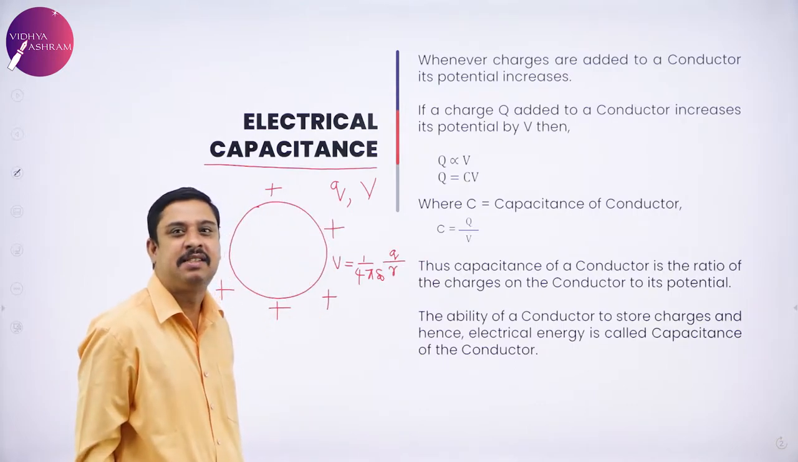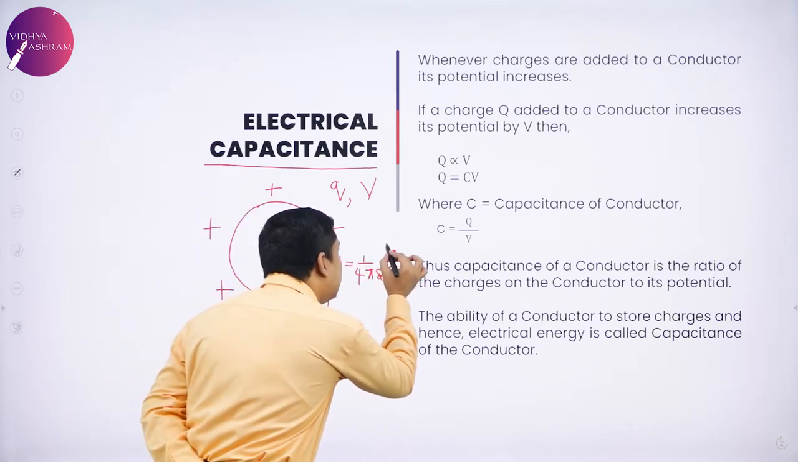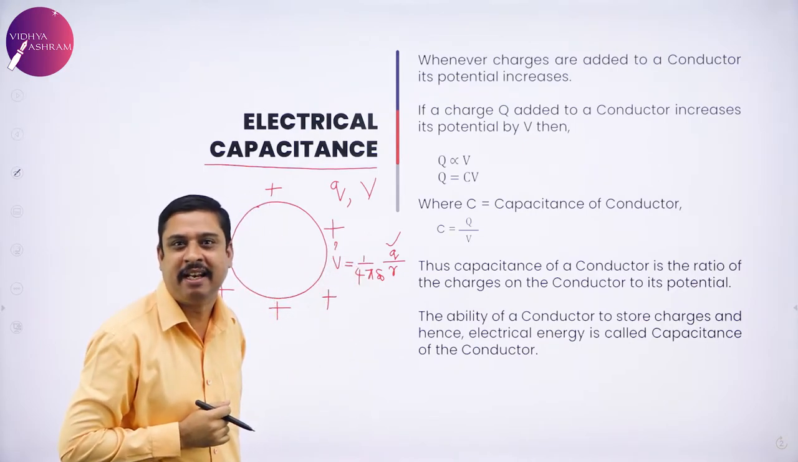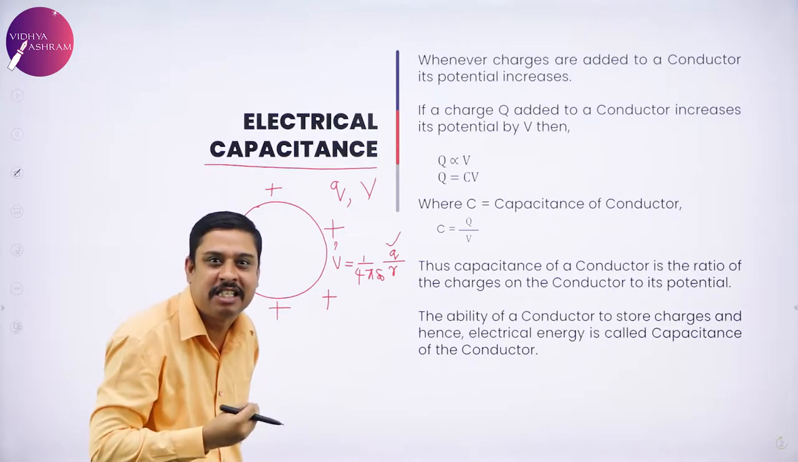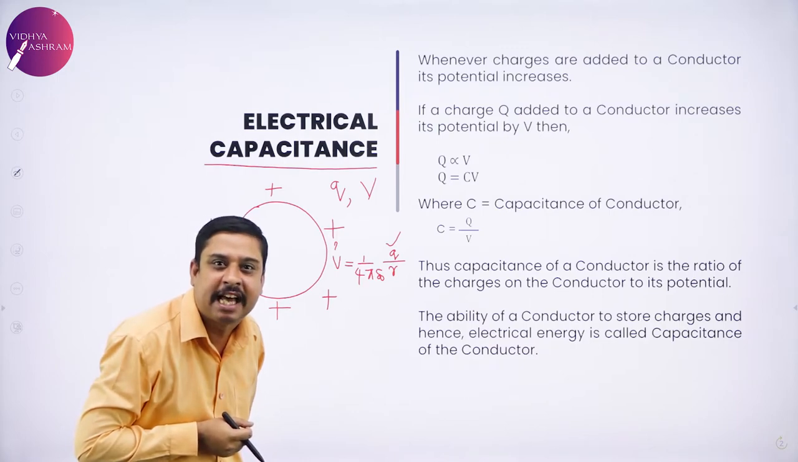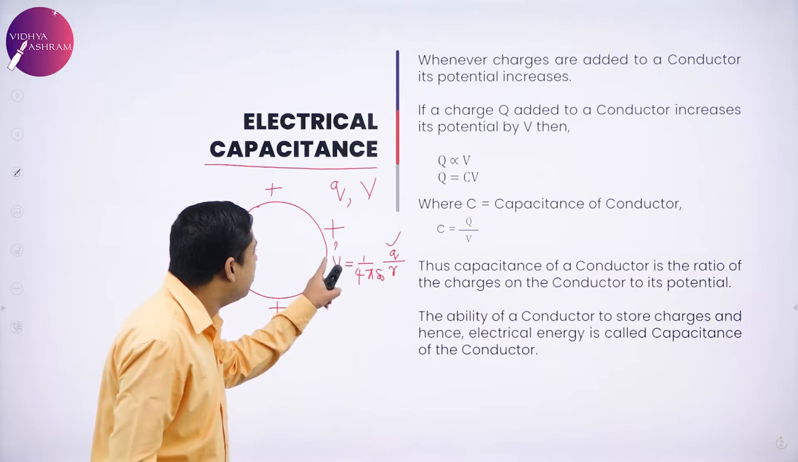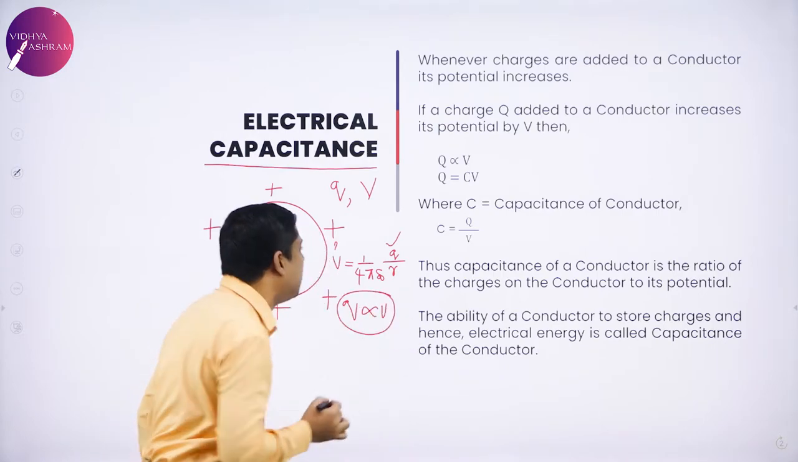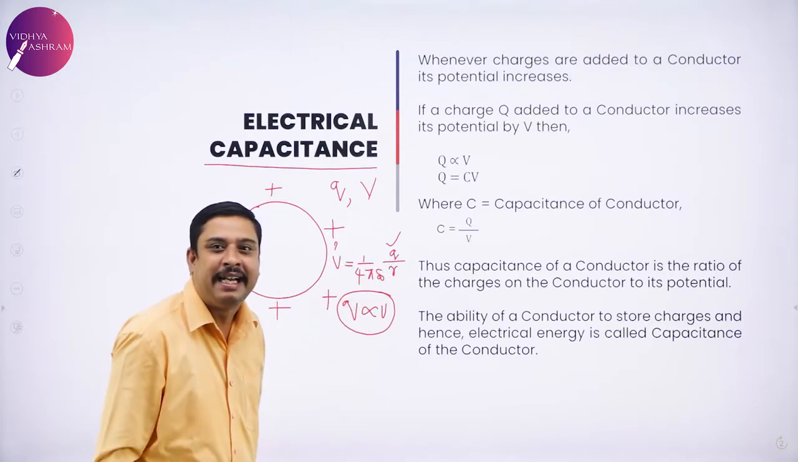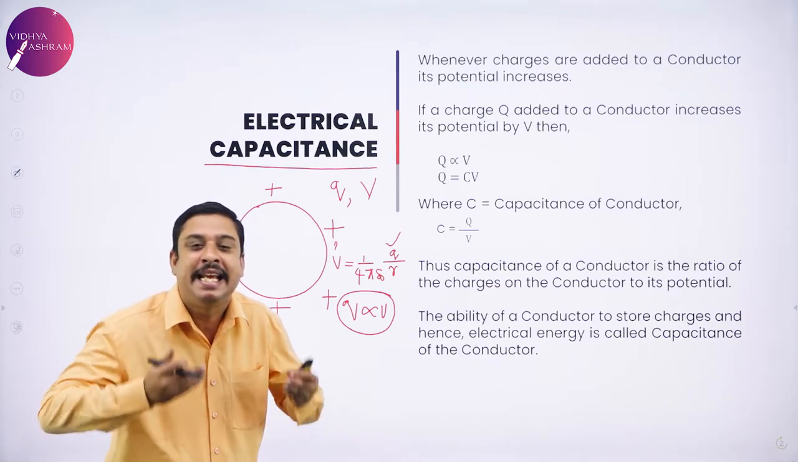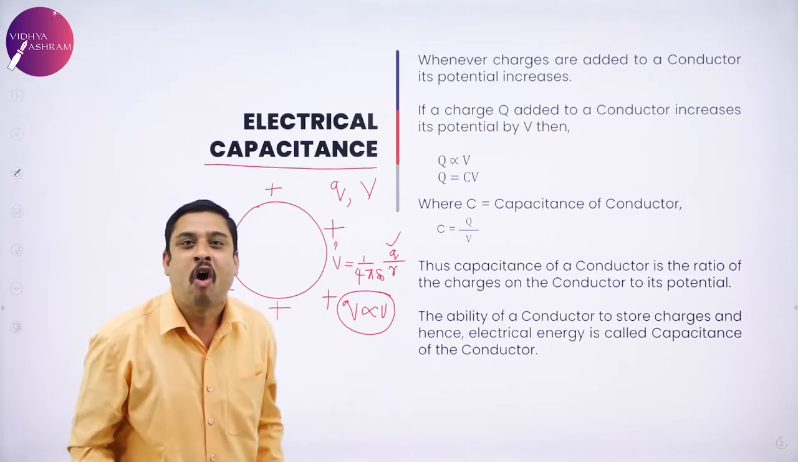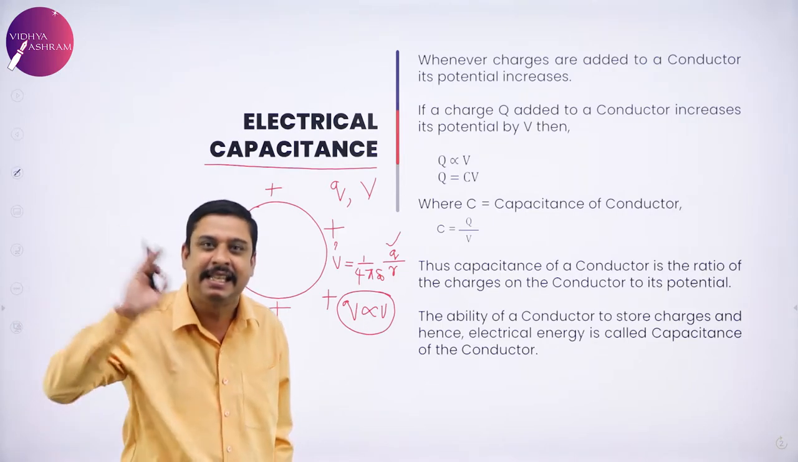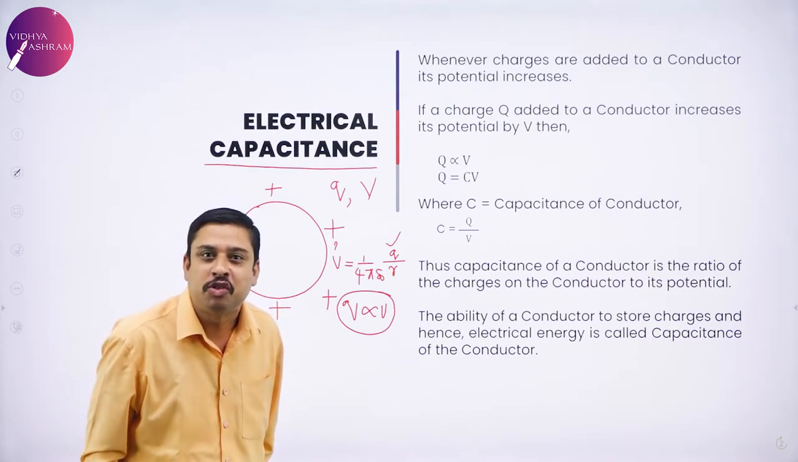So my first question is, if I increase the number of charges on that surface, what happens to the potential? If I add more number of charges, I increase the charges on the surface, what happens to this potential? By this relation, very clearly, Q is directly proportional to V. V and Q are directly related to each other. So increase the number of charges, potential also increases. The same way, take away some charges from the surface, decrease the number of charges, potential should also decrease.